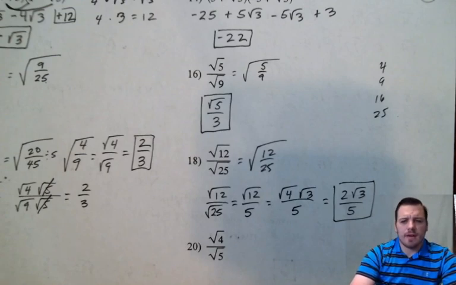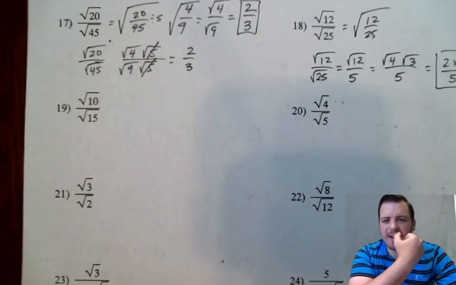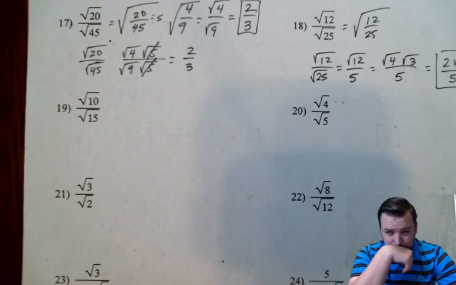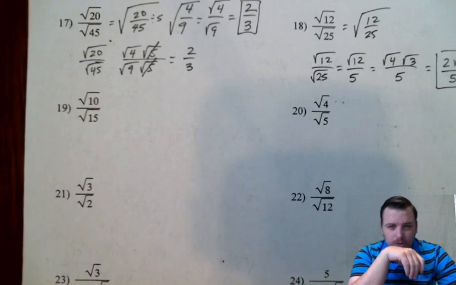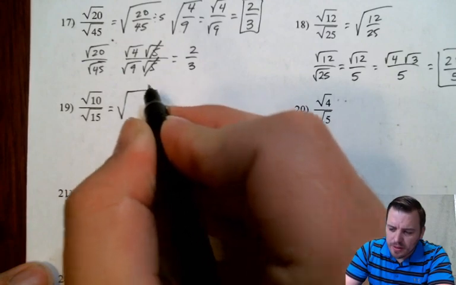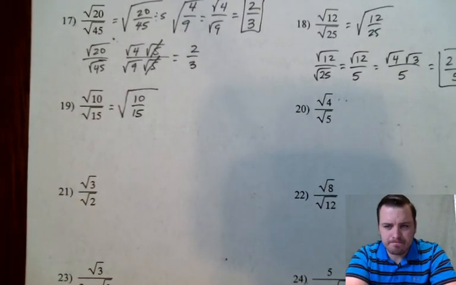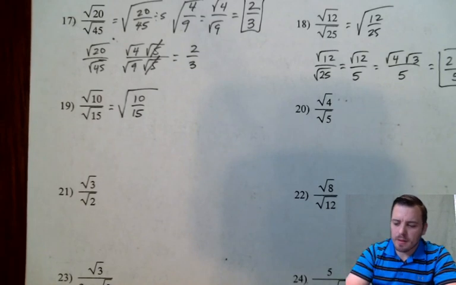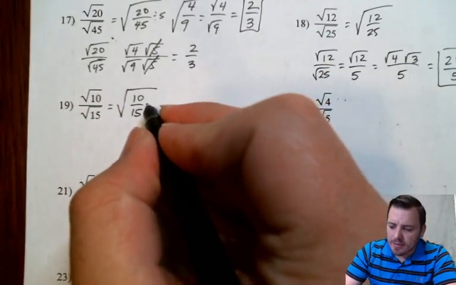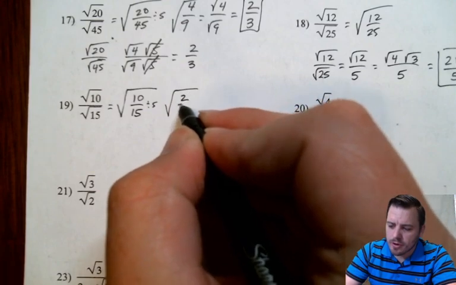Okay, so now we go to the next one. Radical 10 over radical 15. All right? This poses something a little bit different. I'm fine with this going like this right here, 10 over 15. We know that we can divide 5 on both sides and get radical 2/3.